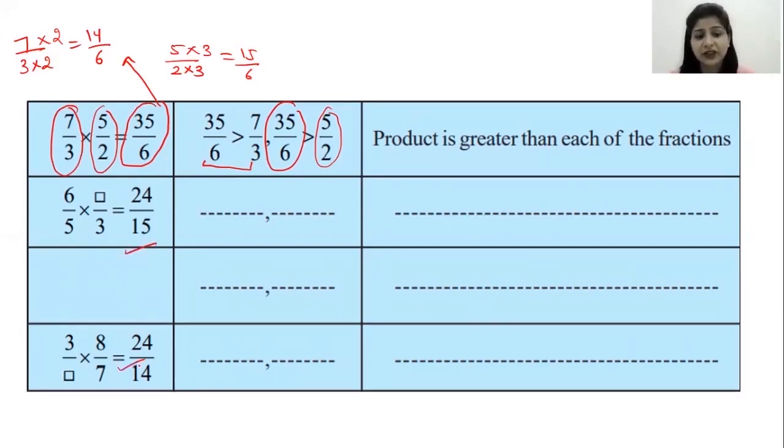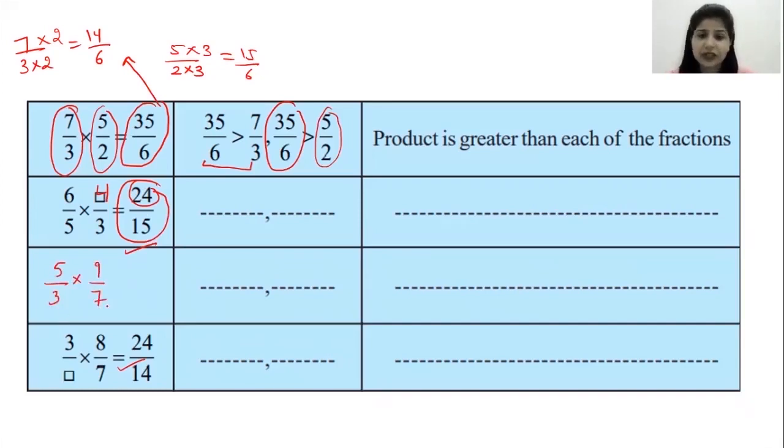Similarly, you can check for these. Okay, suppose I have 6 upon 5 is already given. Here it is 24. Okay, then what do I need to write? 6 4s are 24. Now you can check whether this is greater or smaller. You will always find that this product is going to be greater than each of these fractions. You can similarly take any two examples of two improper fractions. Suppose I write 5 upon 3 and 9 upon 7. So you can check like this.